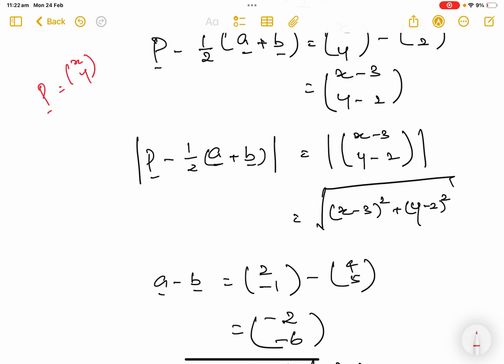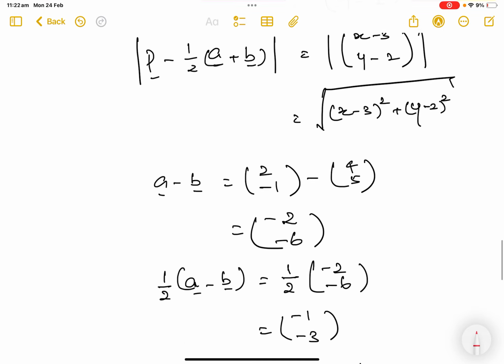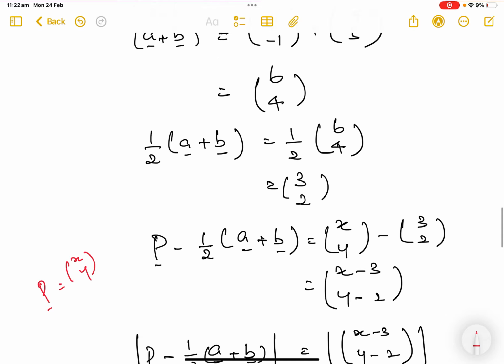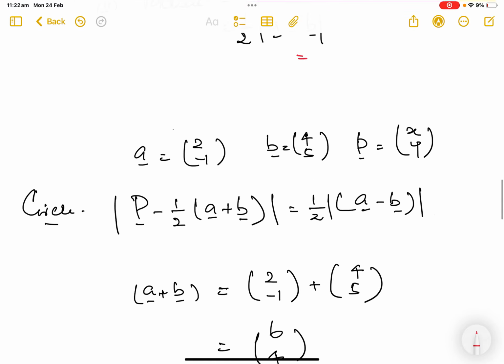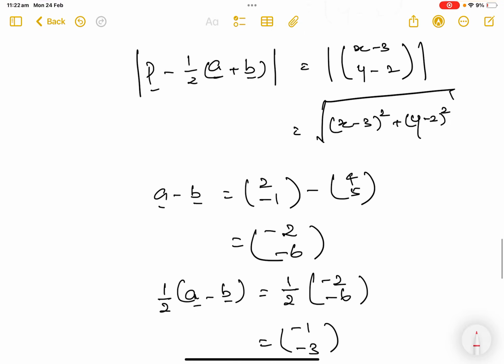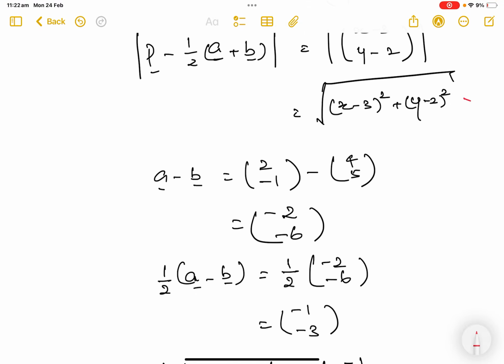The left-hand side is a column vector. Its modulus is simply the square root of the x component squared plus the y component squared: the square root of x minus 3 squared plus y minus 2 squared. But at the same time, that is equal to, as we know for this circle, half times the modulus of A minus B.